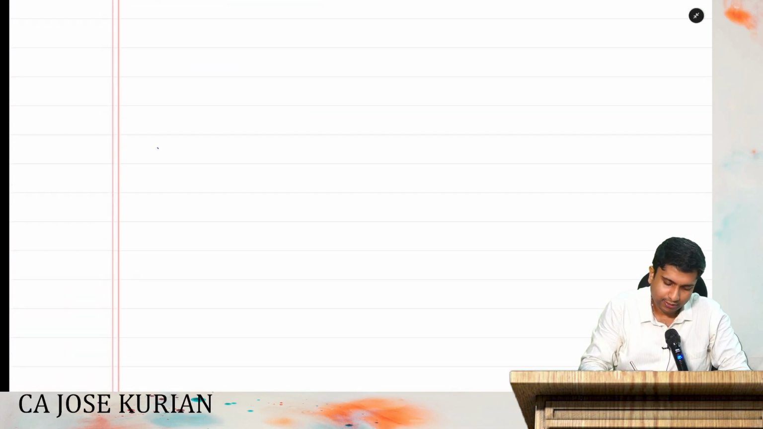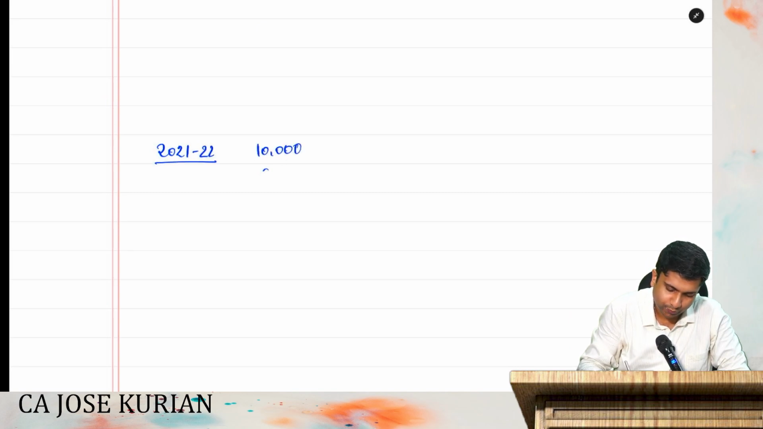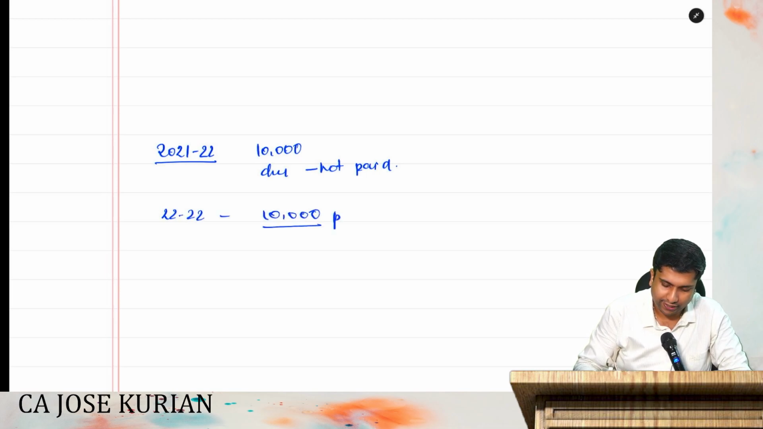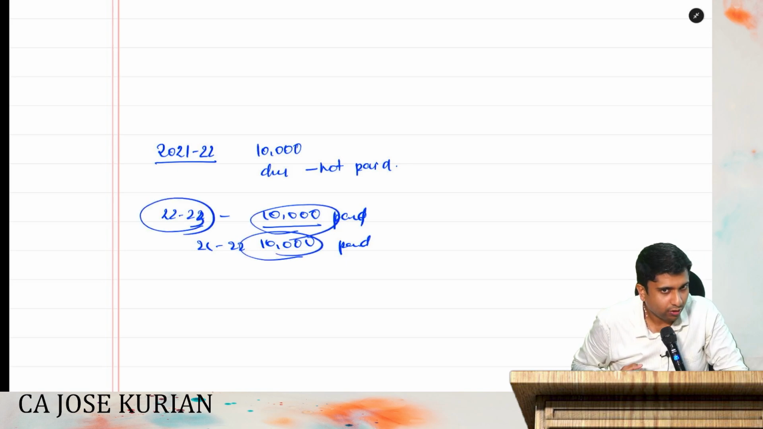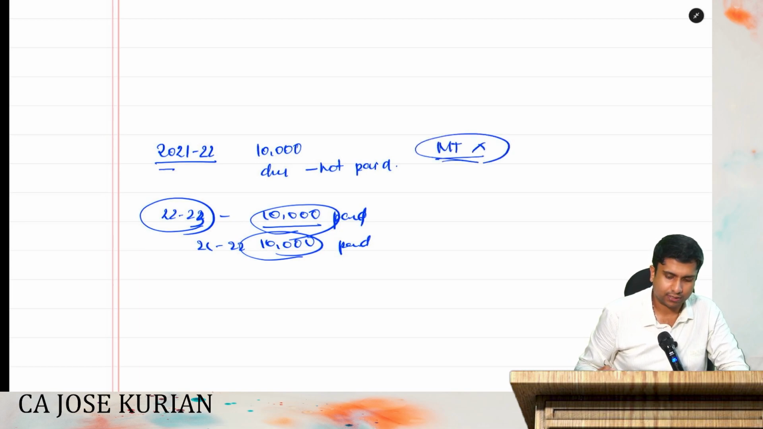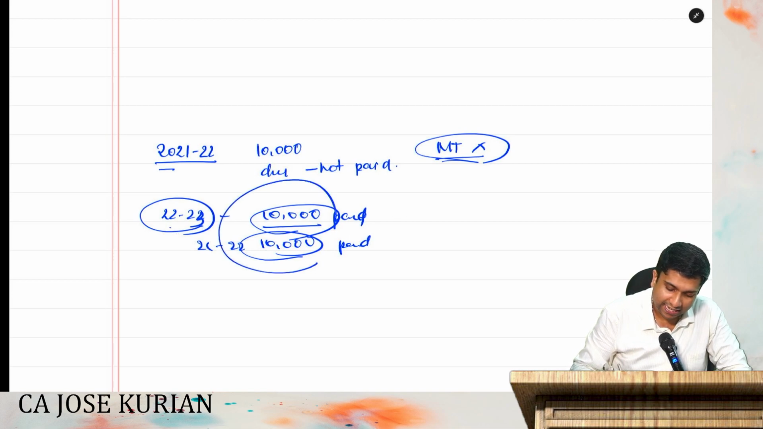Listen. Say for year 2021-22, municipal tax 10,000 was due, but not paid. In 22-23, 10,000 was due and I paid it. And the 10,000 for 21-22 also I paid. Both the 10,000 installments have been paid in 22-23. Are you all with me? So in 21-22, no deduction for the municipal taxes because there is a default in payment. In 22-23, I can claim the entire 20,000 as municipal taxes paid and I can claim it as a deduction.